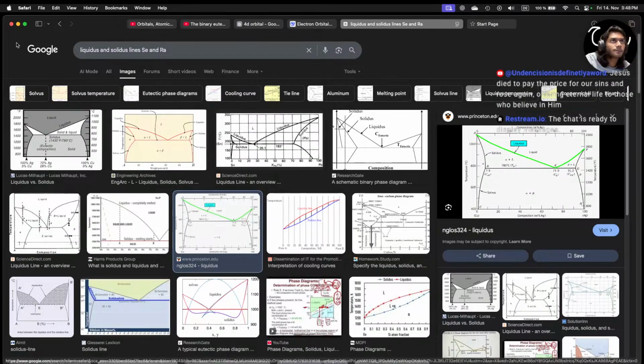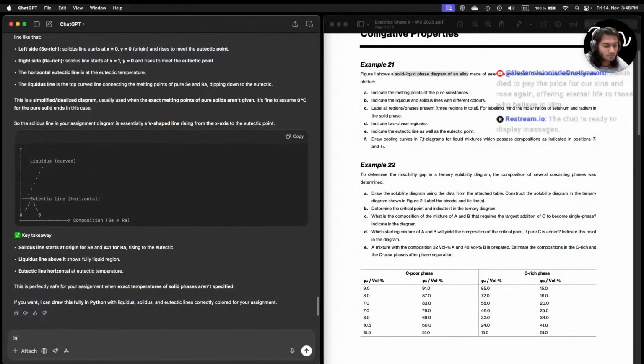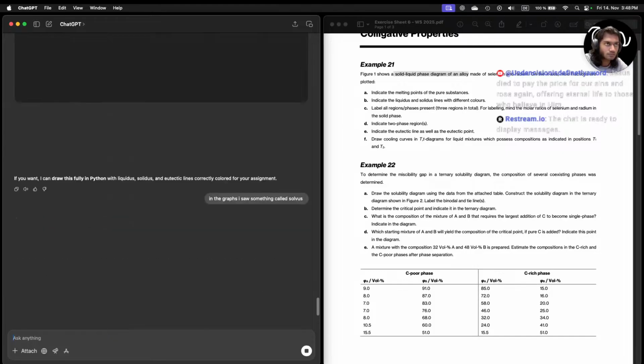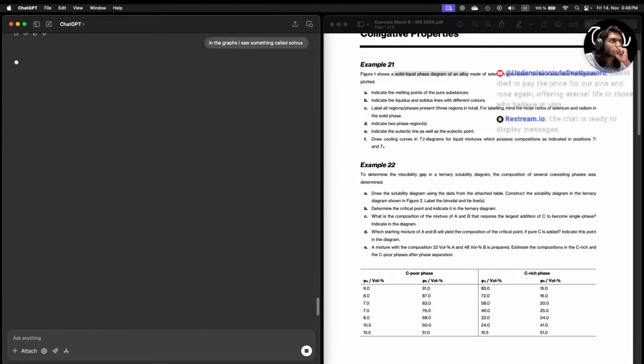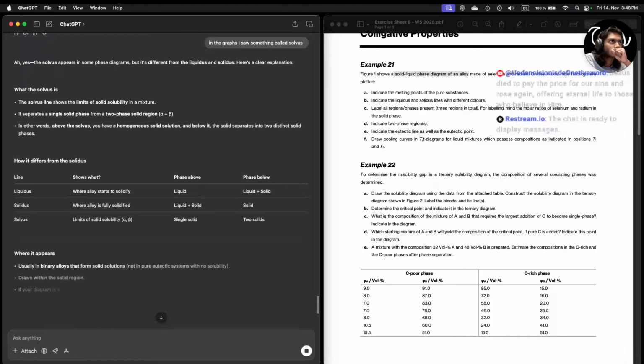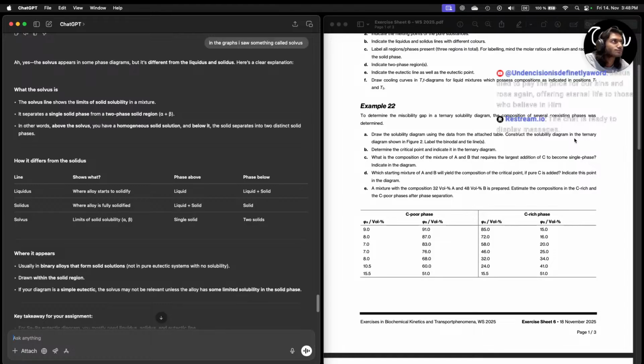Solvus. Okay. Solvus appears in some phase diagrams and is different from liquidus and solidus. Here's a clear explanation of what the solvus is. The solvus line shows the limits of solubility.